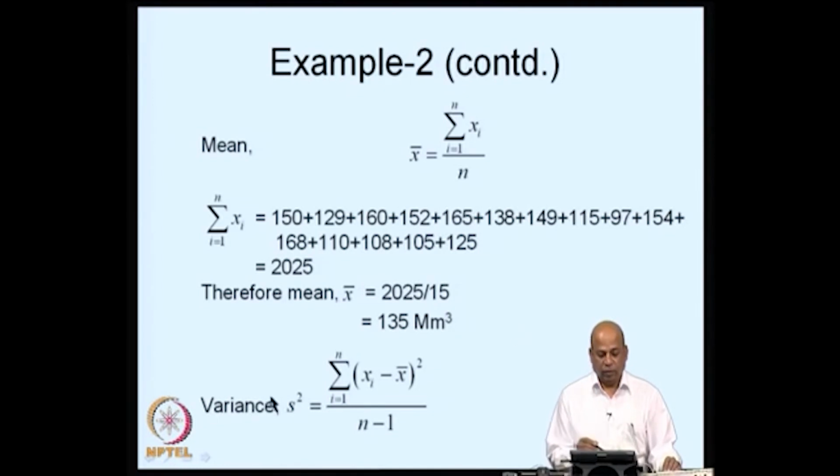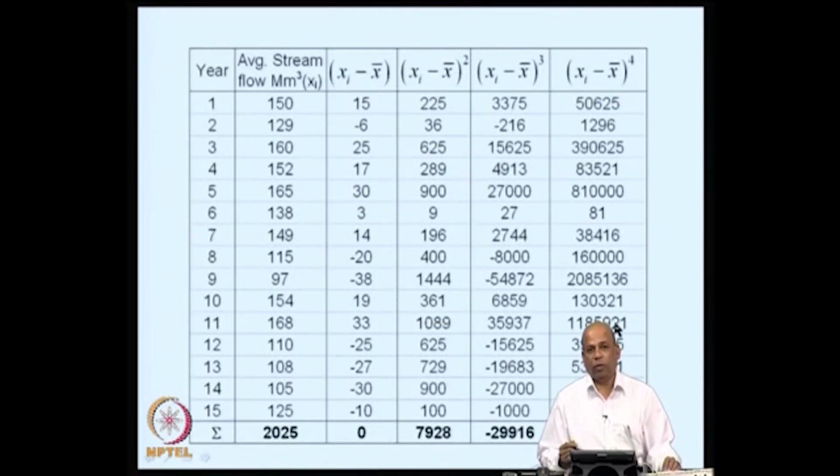And the variance is given by the summation of x I minus x bar the whole square divided by n minus 1. Once you get the sample mean, or x bar, you open out a tabular column, because you need all these powers: x I minus x bar the whole square, x I minus x bar the whole cube, and so on. So, we will open out a tabular column like this. This column gives you the year number and then these are the actual x I values.